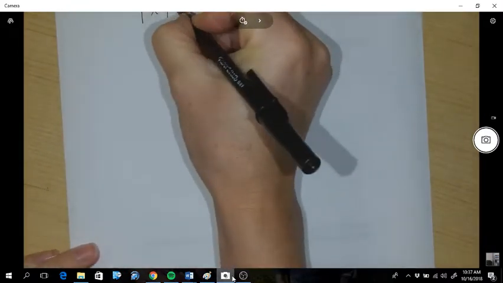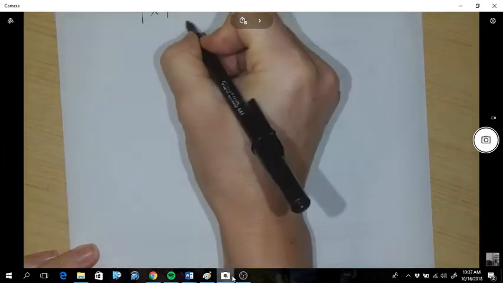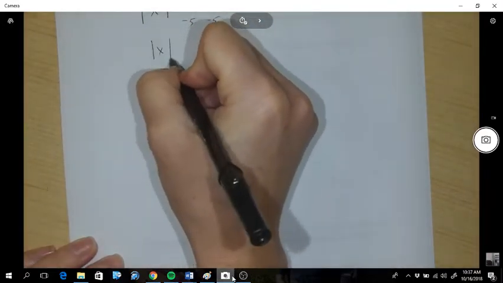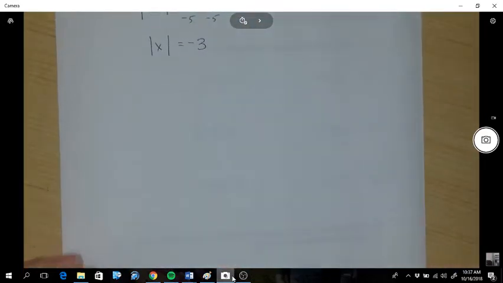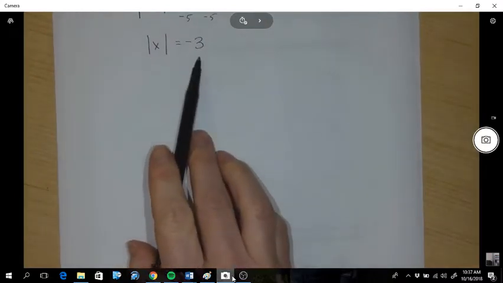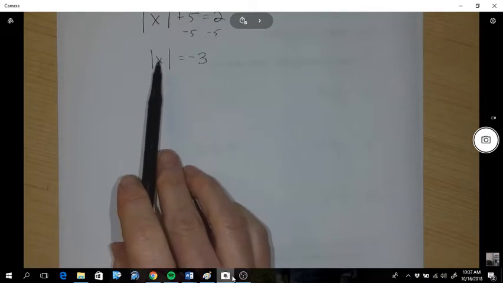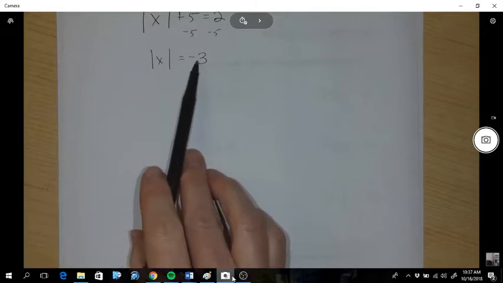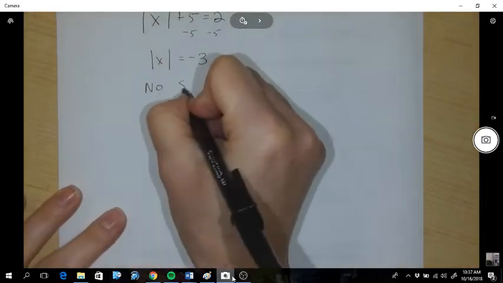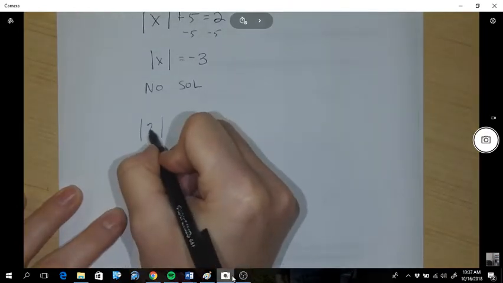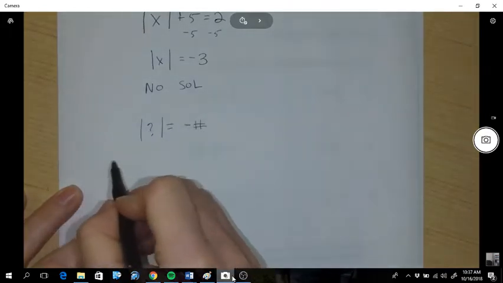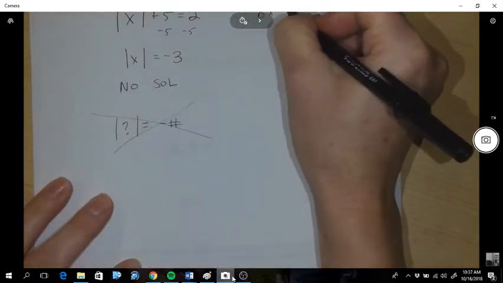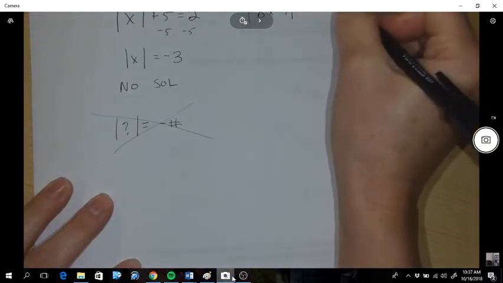Okay, two more here. Absolute value of x plus 5 equals 2. I'm going to subtract 5, and I get absolute value of x to equal negative 3. Now let's think about this. The absolute value of 3 is 3. The absolute value of negative 3 is also 3. So there is never anything that you can take the absolute value of to give you a negative 3. So there is no solution. An absolute value of something can never be a negative number. That cannot exist.